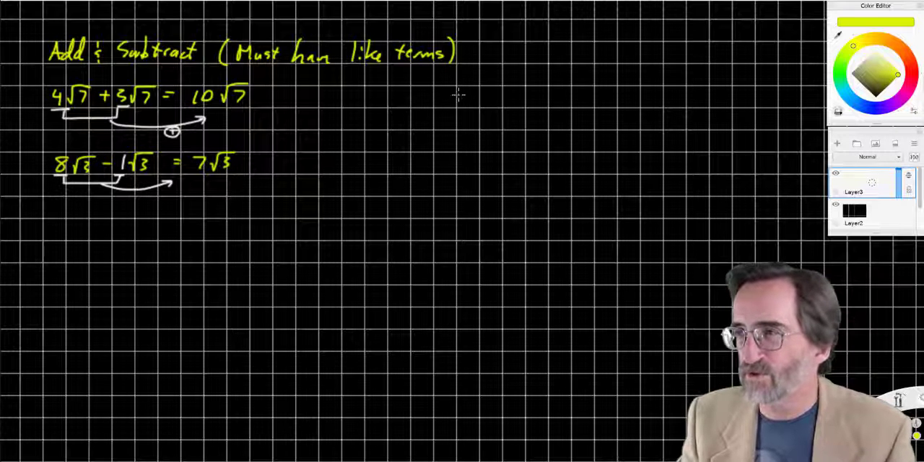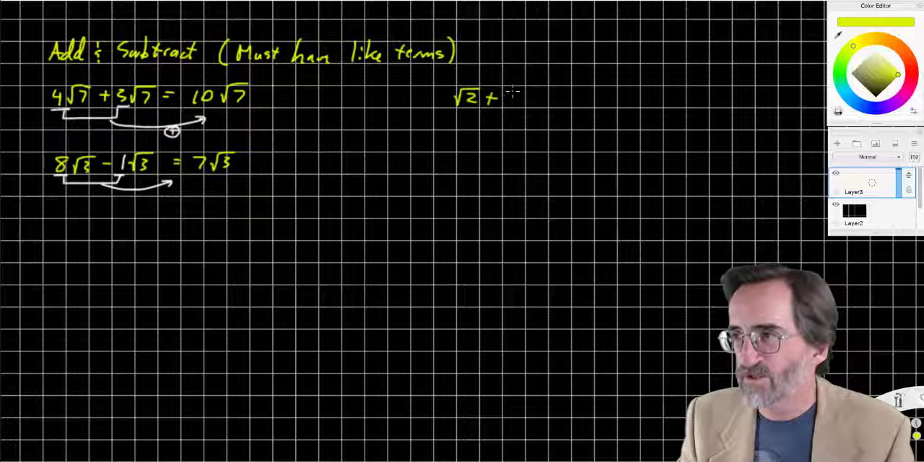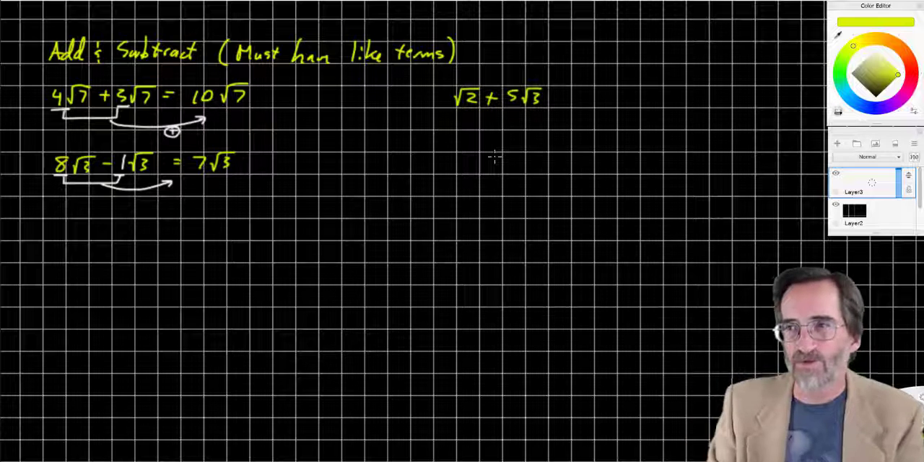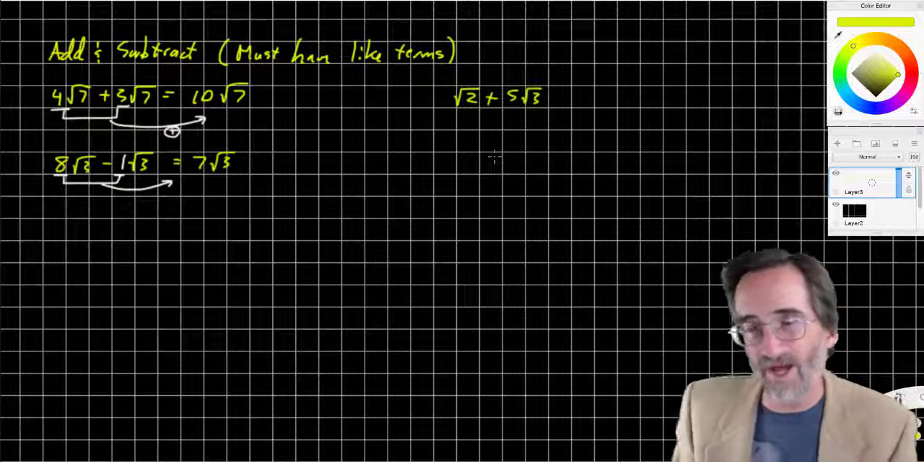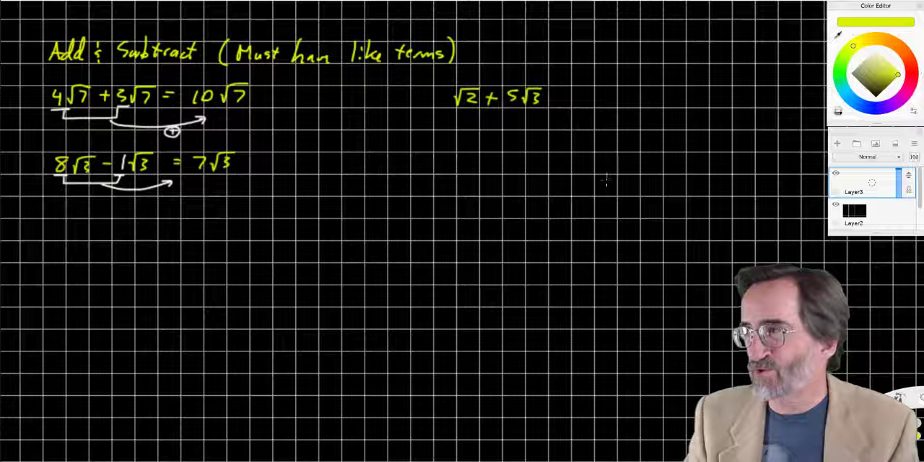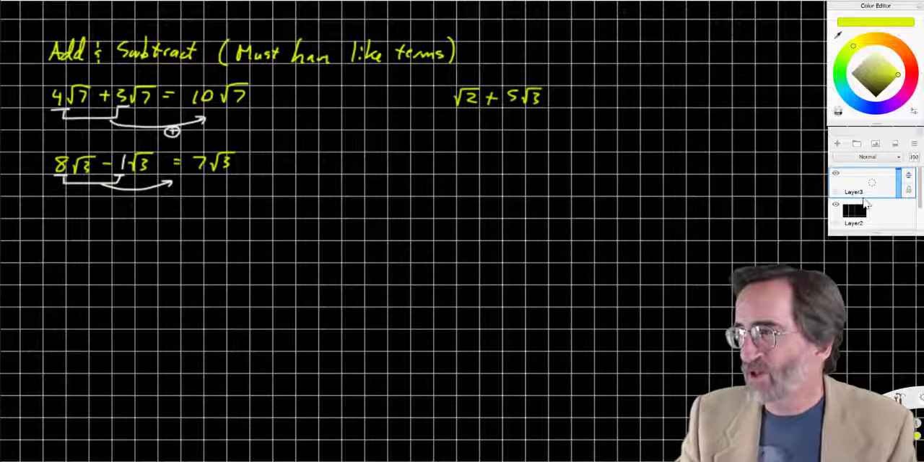Don't do this. Don't do root 2 plus 5 root 3. Don't go adding them. You can't do anything with them. It's simplified already. There's nothing else you can do to simplify that by adding anyway. Okay? All right, that's how to add or subtract. Now to multiply or divide.